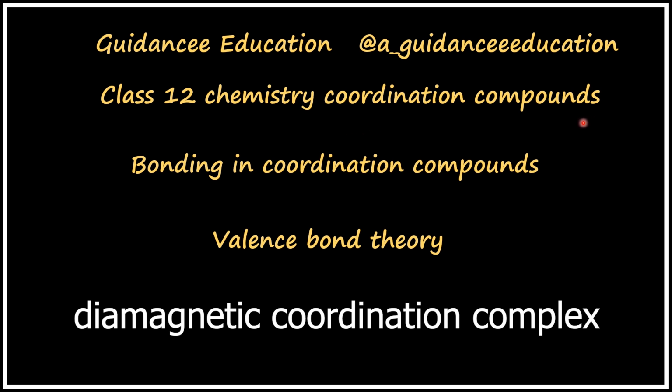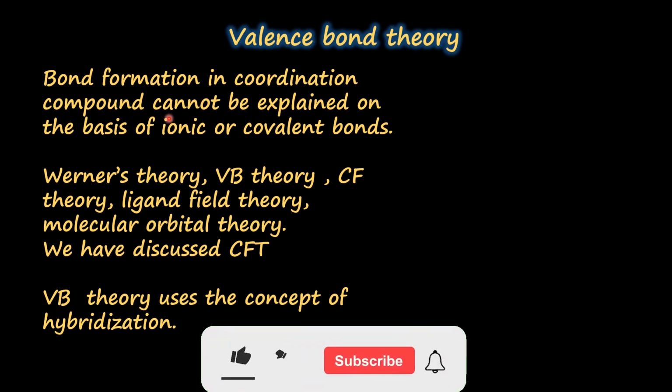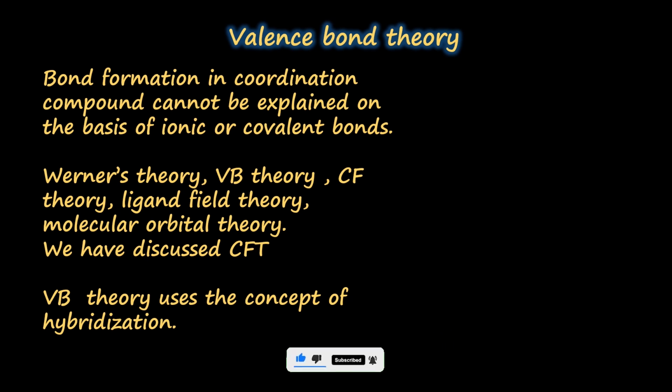Let us start the topic. Coordination compounds are compounds of d block elements. They have the d block elements as the central metal atom. Bonding in these compounds needs more explanation. Coordination compounds are complex molecules. Therefore, their structure or their bonding cannot be explained on the basis of the conventional ionic or covalent bonds.